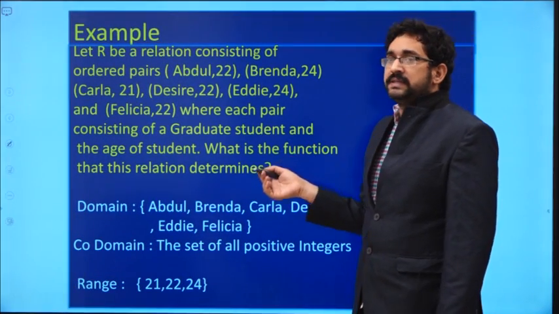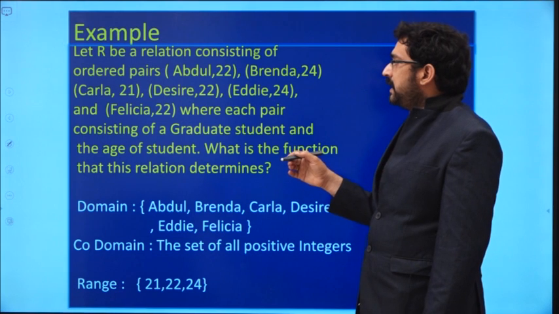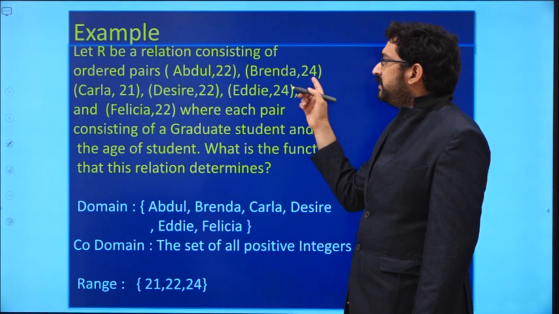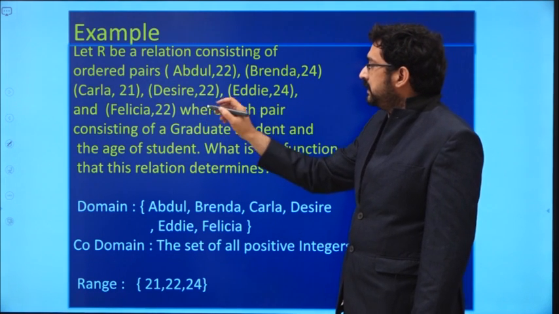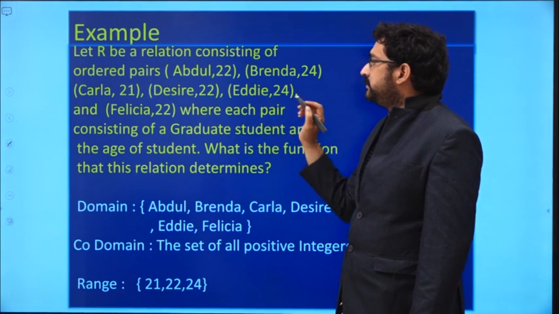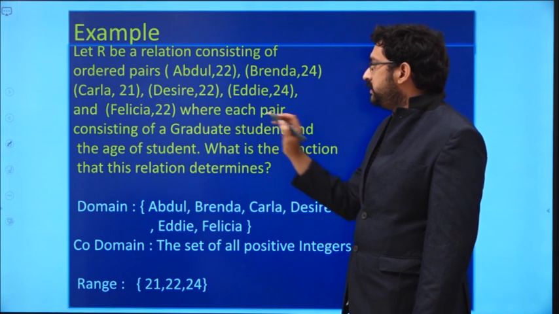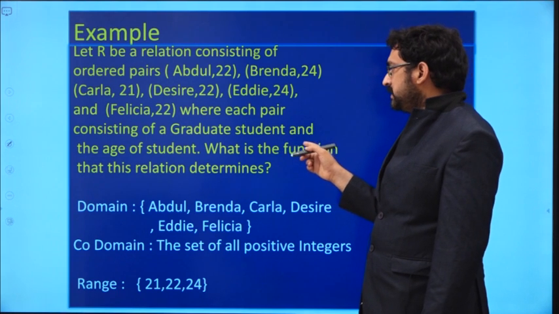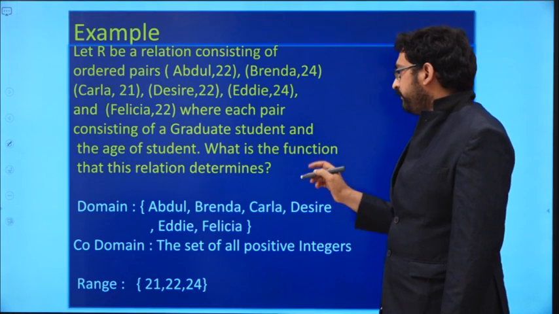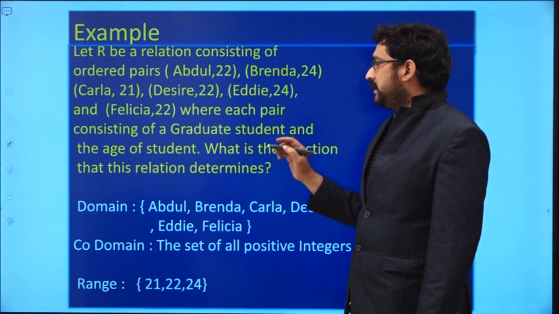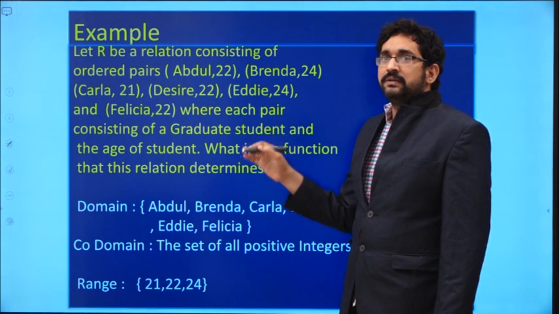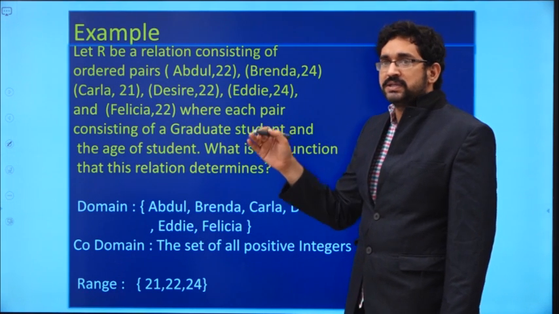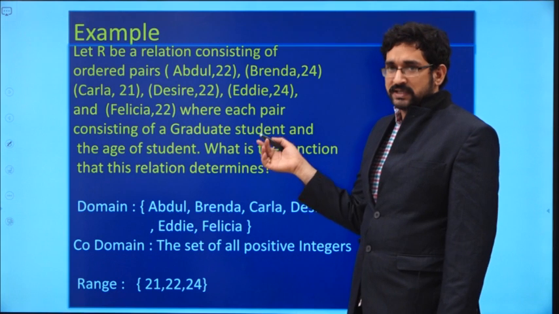Here one more example is given. R is a relation defined as the set of all ordered pairs (Abdul, 22), (Brenda, 24), (Carla, 21), (Desire, 22), (Eddie, 24) and (Felicia, 22), where each pair consists of a graduate student and the age of the student. What is the function the relation determines?